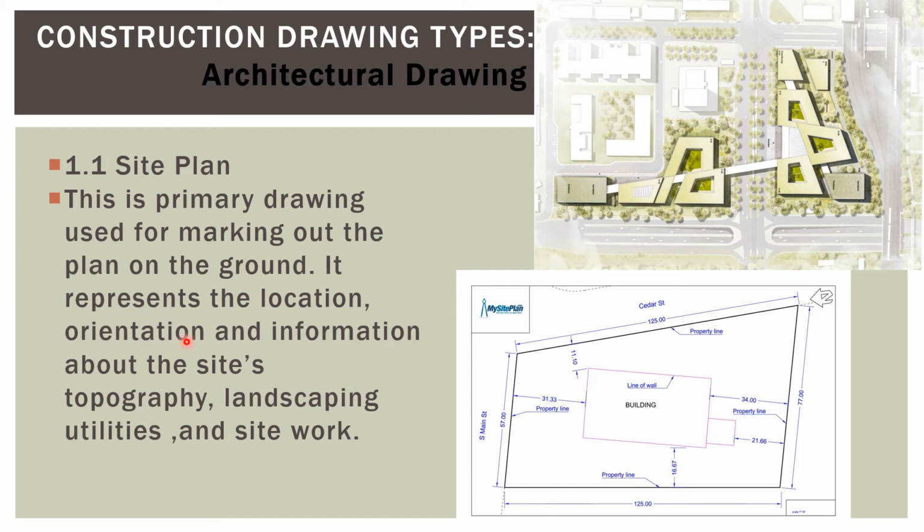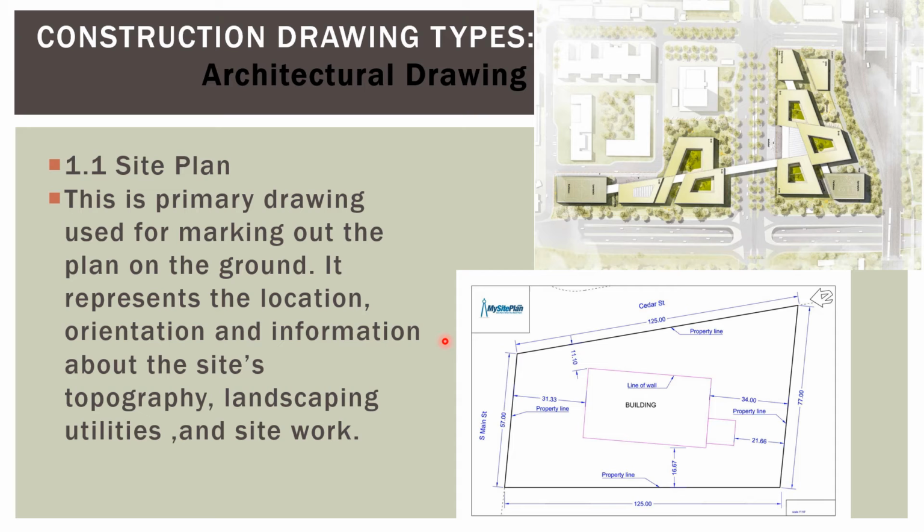Orientation means which side is the front side coming to the road side, and which side, and what is the north direction. And information about the site's topography, landscaping, utilities, and site work. It also gives information like whether any trees are present, topography, landscaping. All types of information we get in the site plan.